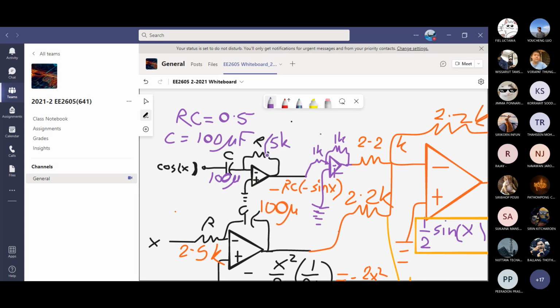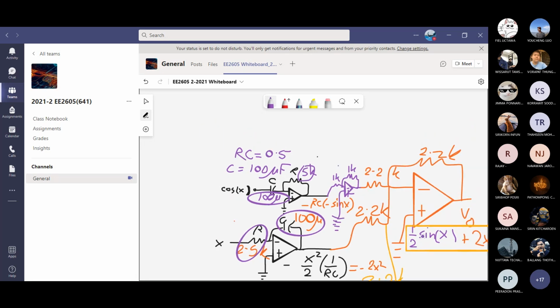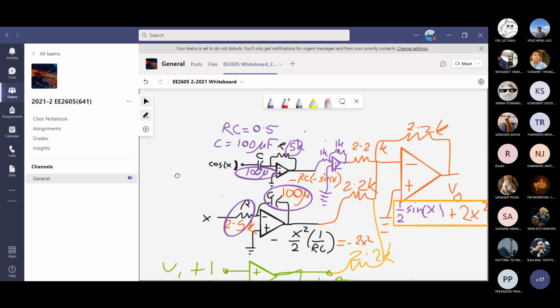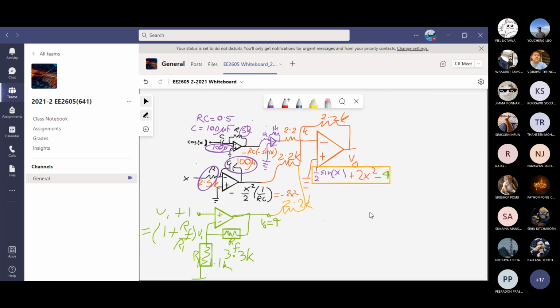Let me highlight. Here is 5K ohm, 100 microfarad. This one is 100 microfarad. This is 2.5K. Does everyone understand how to solve this type of design problem? I think so. No? Okay.